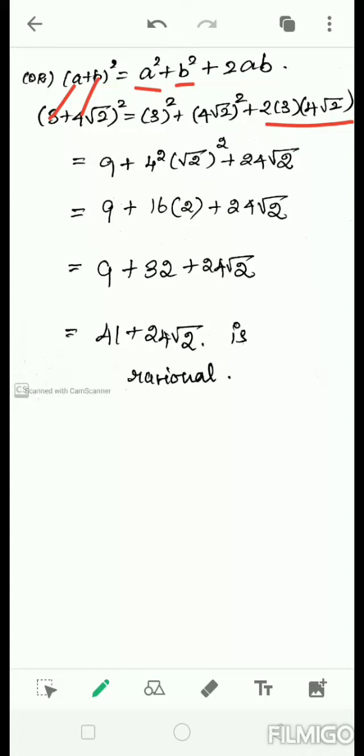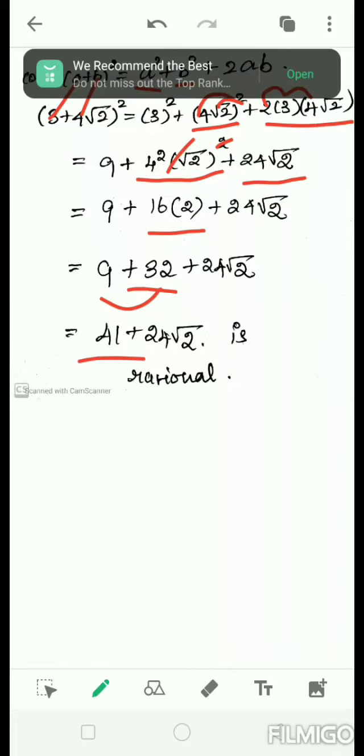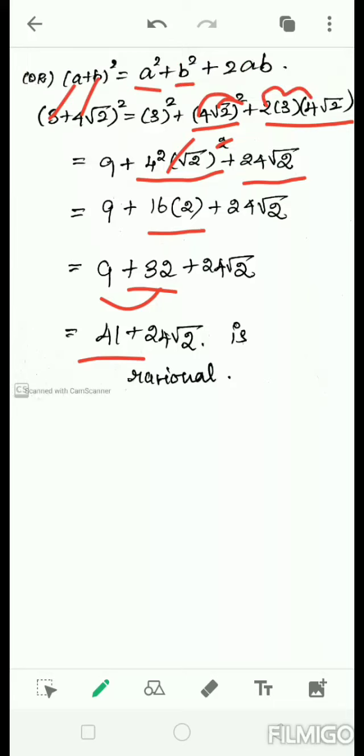Now 3 square is 9, and for 4 root 2 you have to take the square of both the first and the second number, which is 4 square into root 2 the whole square, and now you multiply these 3 numbers, it is 24 root 2. Now you take the squares for the next step. 4 square is 16, and square and root get cancelled, so it is 2, plus 24 root 2. Now you multiply, it becomes 32, and 32 plus 9 is 41. Here also you have reached the step 41 plus 24 root 2 is rational, right? This is another method. So you may apply the algebraic product, or you may apply this algebraic identity, to solve the squaring of that number.